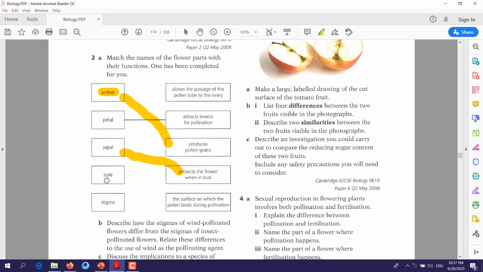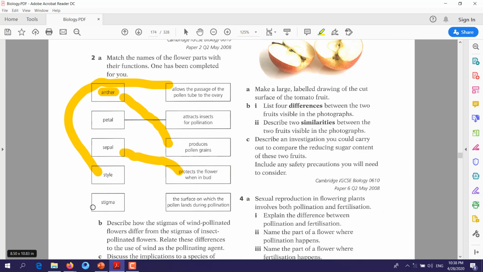Then next one, style. Style is one of the parts of the female reproductive organ, located below the stigma. It's the part that connects the stigma to the ovary. So the function of it is to allow the passage of the pollen tube to the ovary, because we said once the pollen lands on the stigma, a pollen tube will start forming. This pollen tube will pass through the style until it reaches the ovary.